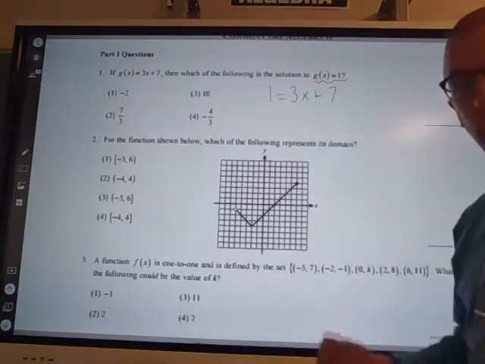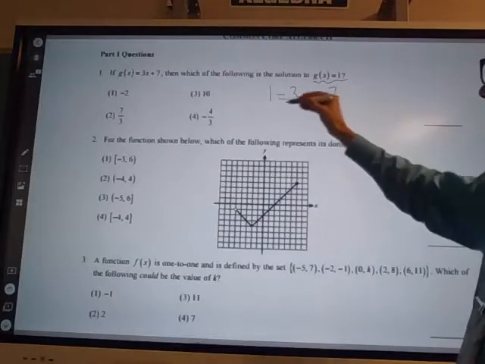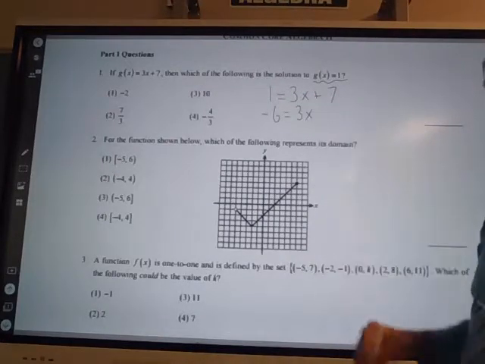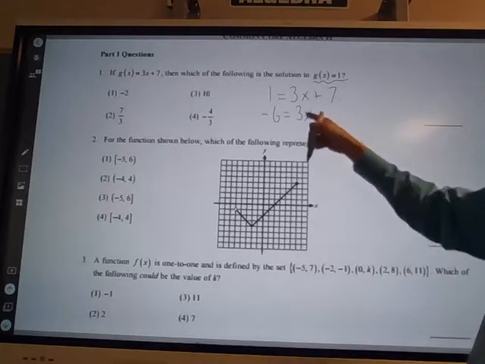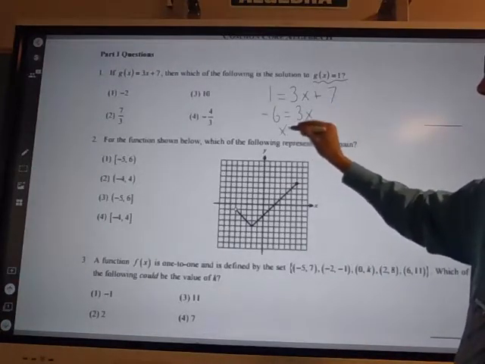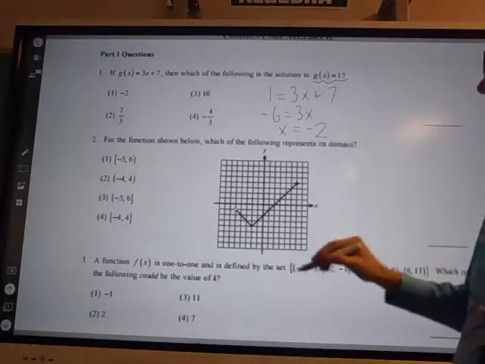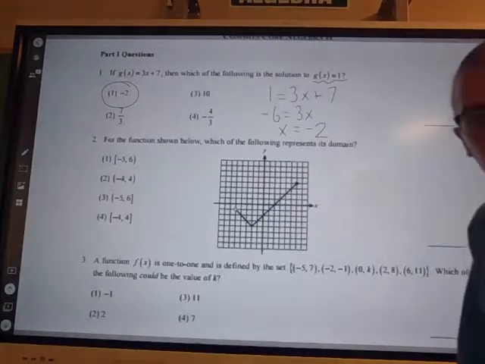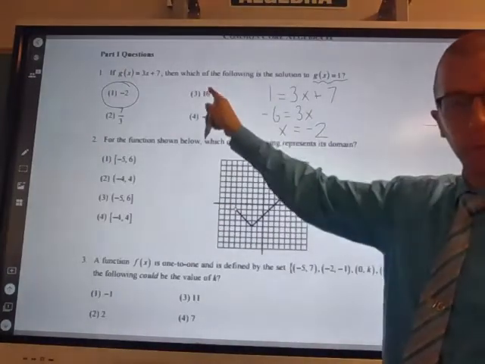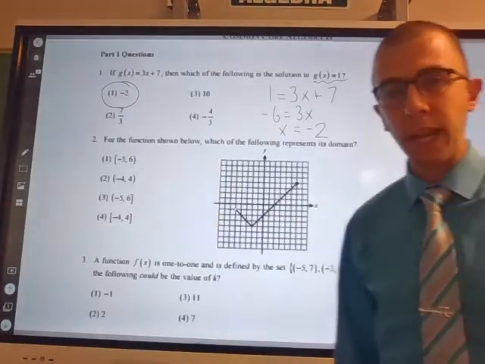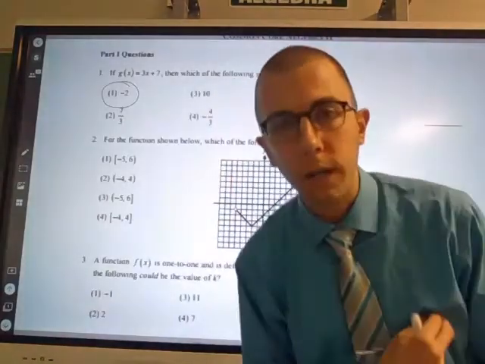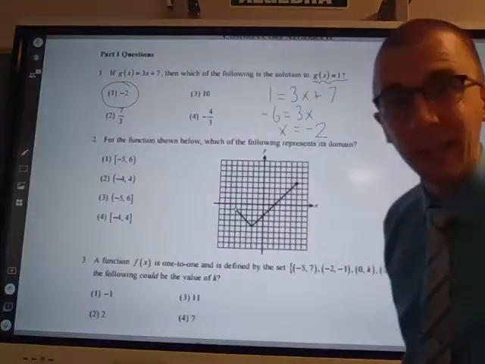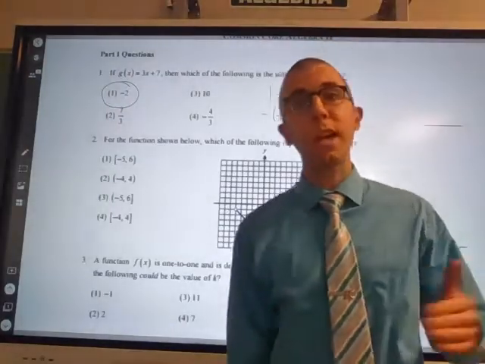Now we solve for x. A two-step equation here: I would subtract 7 from both sides, get negative 6 equals 3x. Then the last thing there would be to divide by 3 on both sides to get x equals negative 2. If you plugged in 1 for x, you would have got choice 3, and again, that was the most common wrong answer. So we're finding the x value given a function value, not just evaluating the function.